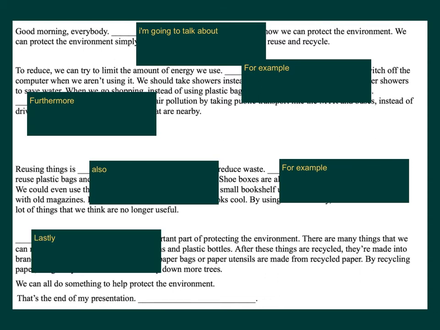Lastly, recycling is an important part of protecting the environment. There are many things that we can recycle, such as paper, aluminum cans, and plastic bottles. After these things are recycled, they are made into brand new products. For example, many paper bags or paper utensils are made from recycled paper. By recycling paper, we greatly reduce the need to chop down more trees.